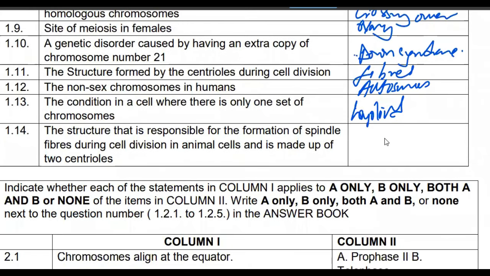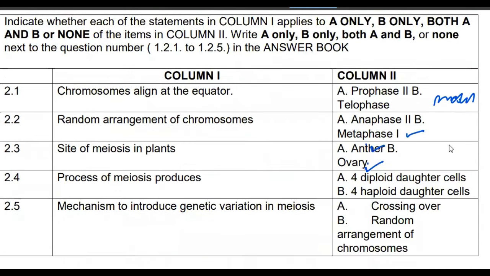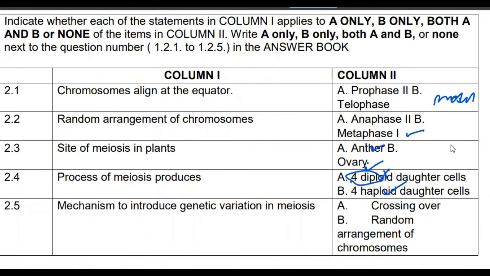Yes, and then the chromosomes aligned along the equator, none, because here it must be metaphase. Random arrangement of chromosomes, it must be metaphase. So it's A, B only. The site of meiosis in plants, anthers and ovary, both, this is male, this is female. And then the process of meiosis results in 4 haploid daughter cells, not 4 diploid. So this one becomes wrong. So this is the correct one. The mechanism to introduce genetic variation, crossing over, is correct. Random arrangement of chromosomes is also correct. So it is both A and B.